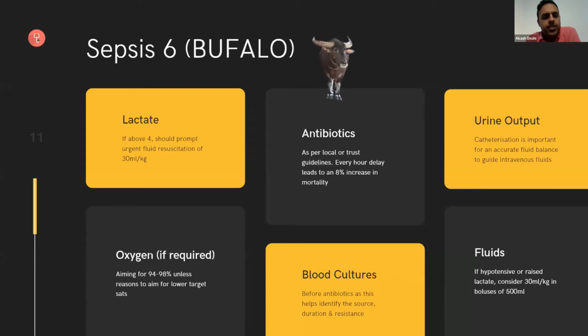Another thing that people like to use is buffalo, and that's a way of remembering each of these. So B for blood cultures, U for urine output, F for fluids, A for antibiotics, L for lactate, and O for oxygen. And so that's another thing that you could remember, the sepsis buffalo.